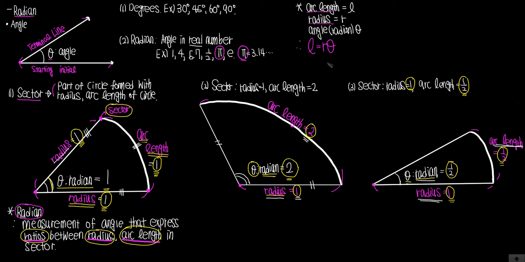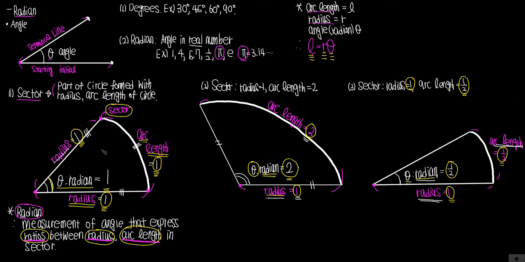And this means the L value, which is the arc length, is the same as the radius of our sector times the angle measurement in terms of radian. And this shows the relationship between L, which is the arc length, and R, which is the radius, and we express those terms in terms of the angle in radians.